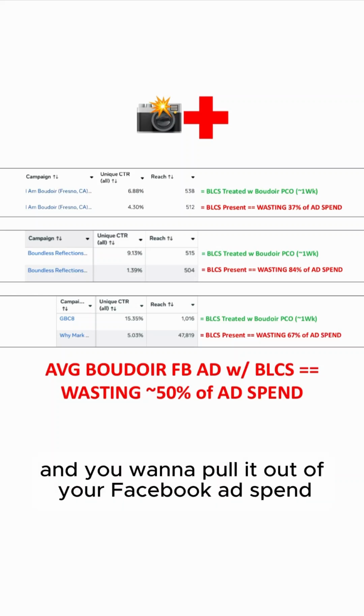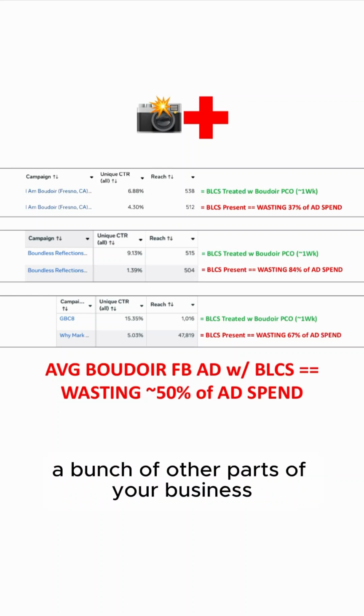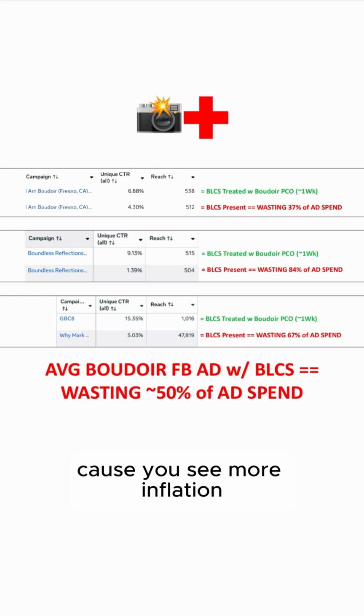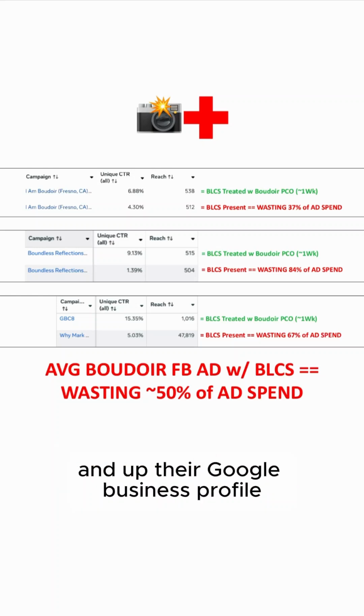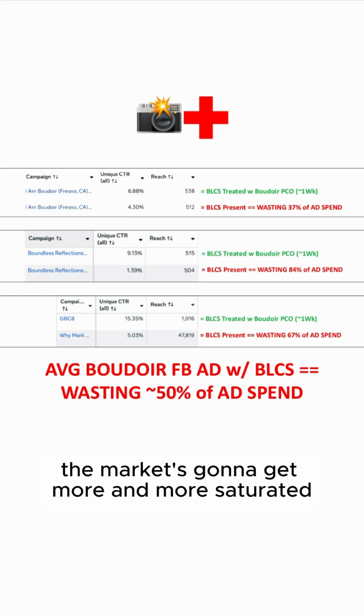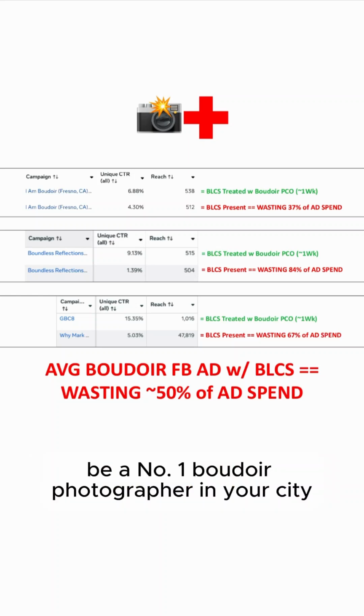And you want to pull it out of your Facebook ad spend because you've already optimized a bunch of other parts of your business, but you're ready to optimize this because you see more inflation, more women entering as boudoir photographers, setting up their Google business profiles. So the market's going to get more and more saturated. And you want to be on your way to being the number one boudoir photographer in your city.